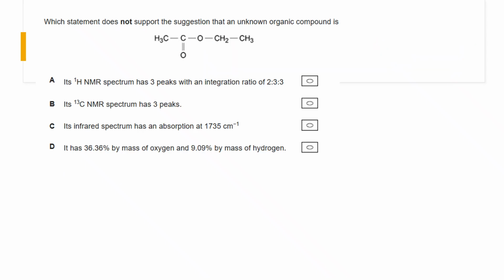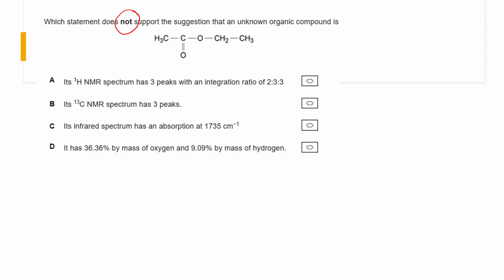Question 3. So with this one, don't get caught out. It's in bold, but yet we all miss it. NOT. Okay, not support the suggestion. So what we're looking at are 4 things. They've given us 2 that are the same, so 2 are NMR, 1 is infrared, and 1 is a calculation, so percentage by mass. What you want to do is process of elimination.